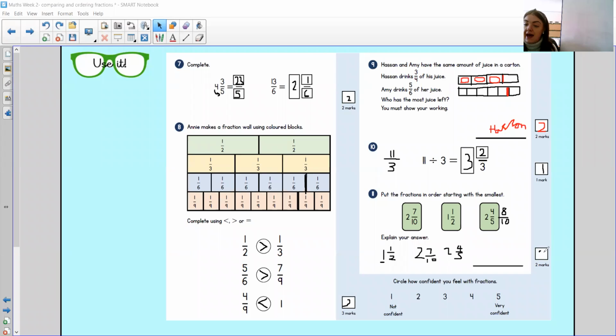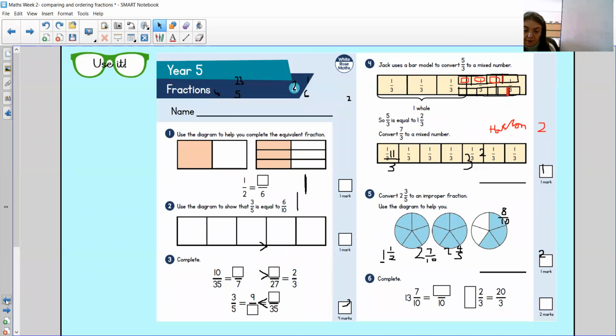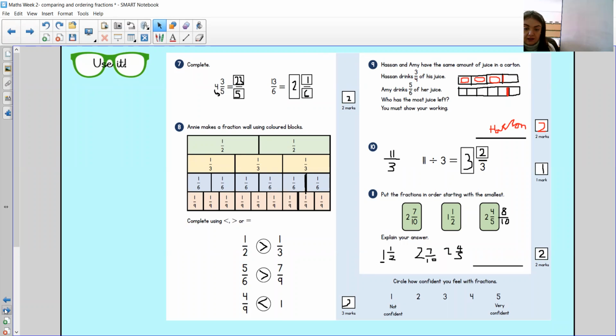Brilliant. So that was 2 marks there. So 1 mark for getting it in the right order and 1 mark for your explanation. So thinking about the first one, obviously comparing your wholes, the second one then converting your fractions to see what is the most. Okay, brilliant. So give yourself a little score. I'm not sure how many that's out of. Let's have a little count up. So 1, 2, 3, 4, 5, 6, 7, 8, 9, 10, 11, 12, 13, 14, 15, 16, 17, 18, 19, 20. So give yourself a little score out of 20. So well done to you if you got 20 out of 20. Super duper.